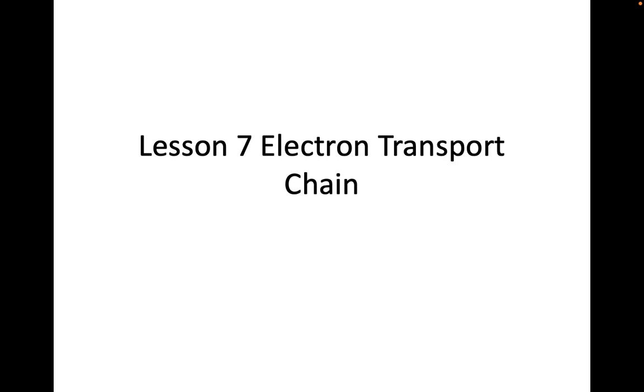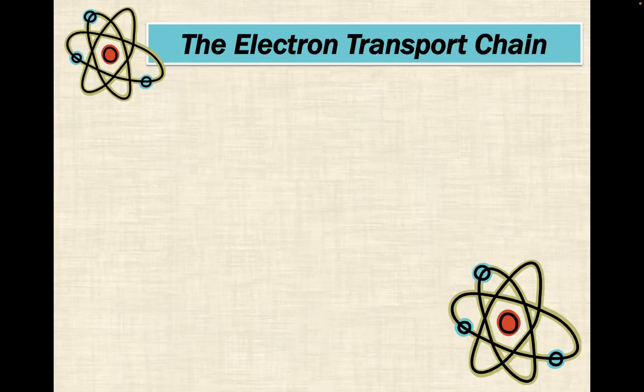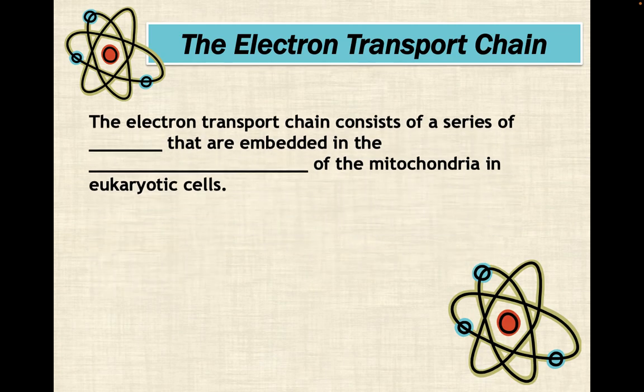chain. Now, I know you may have been confused with the electron transport chain in photosynthesis, but hopefully it will start sticking a little bit more as we go through it with respiration. The electron transport chain consists of a series of proteins that are embedded in the inner membrane cristae of the mitochondria. So similar process, different membrane.